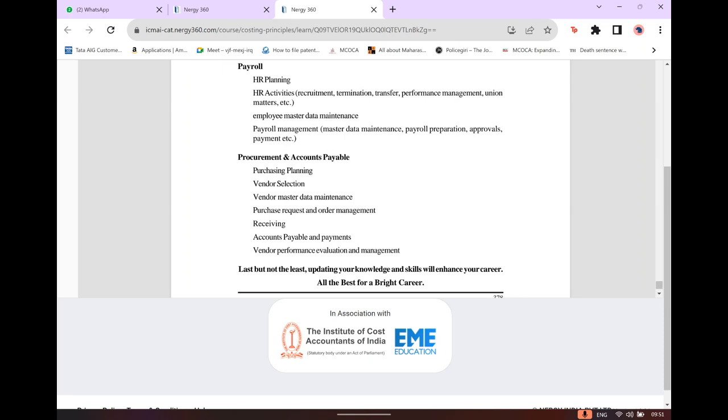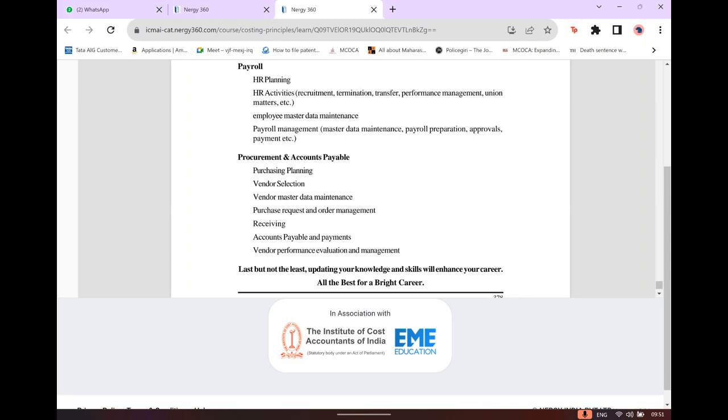Then accounts payable and payments. Based on the payment terms, you have to classify the trade payables and then make sure the payments are happening on time. Otherwise, with MSME, we have to pay interest and all those things. So just to avoid that, it is better we make payments on time.